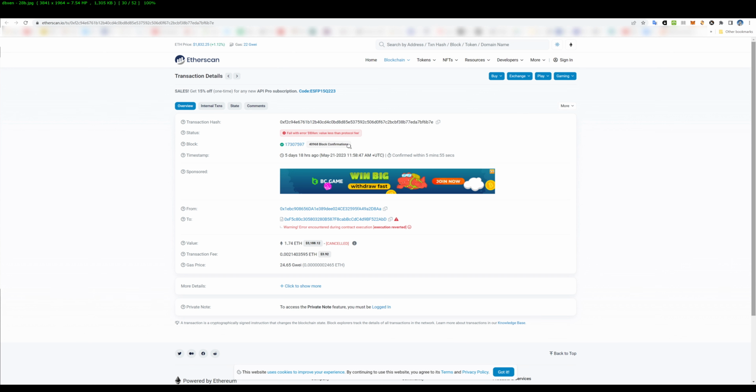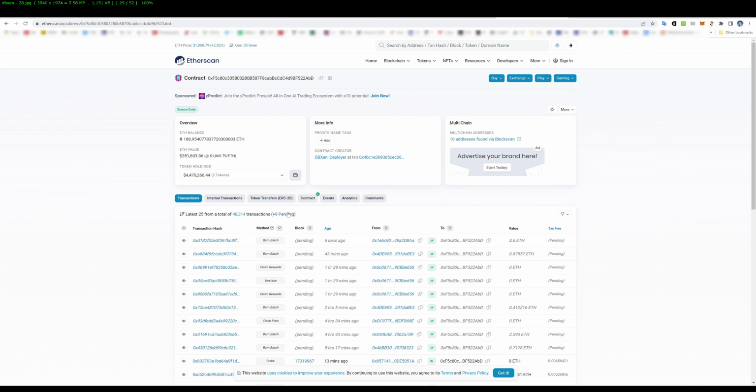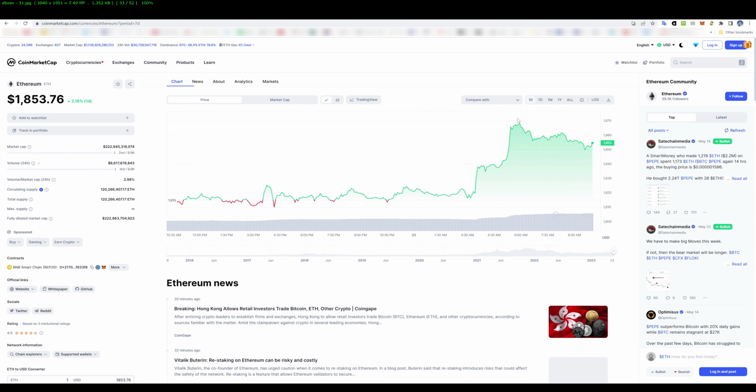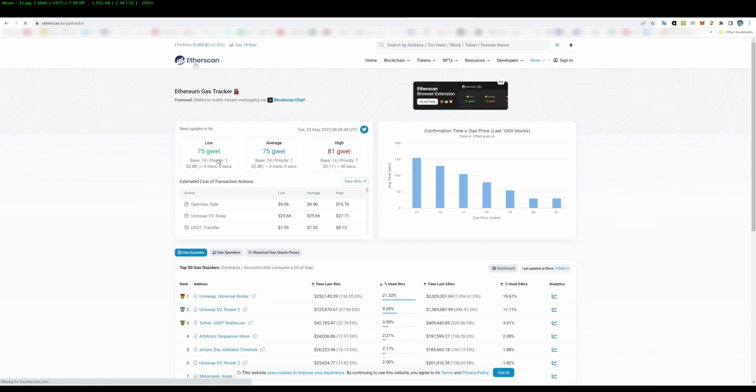So yeah, this is... I'm going the wrong way, I'm with the slide. Anyway, the gas was at 70, 75, 80. Everyone was trading, and my transaction was sitting at 28. So not much chance that it will get picked up.